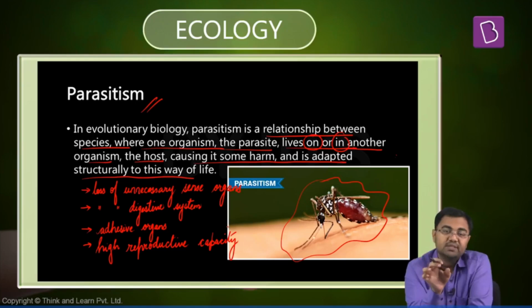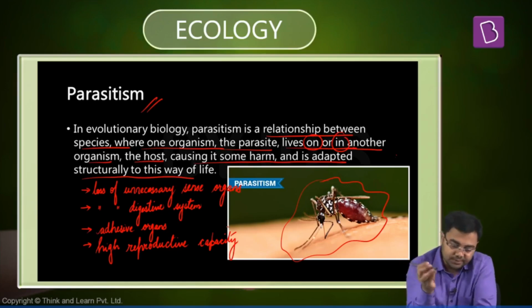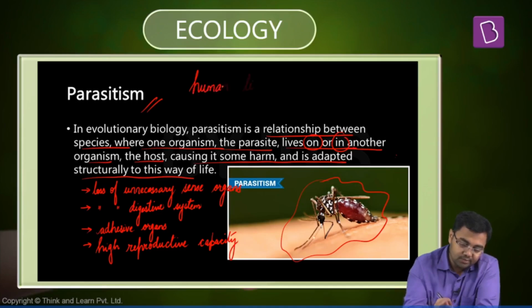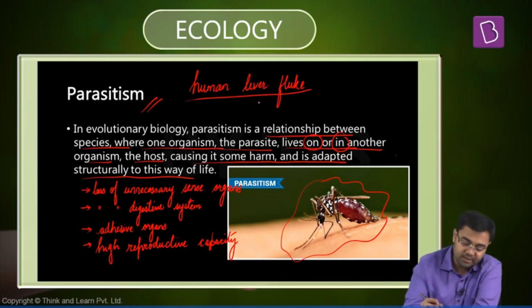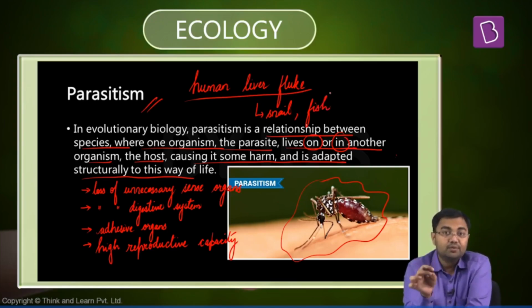The life cycle of the parasite is also very complex at times. It may involve at least one or two intermediate hosts. For example, the human liver fluke depends on two intermediate hosts, one being a snail and after that a fish. These are two intermediate hosts on which it depends to complete its life cycle. Even the malarial parasite needs a vector, that is a mosquito, to spread to other hosts.